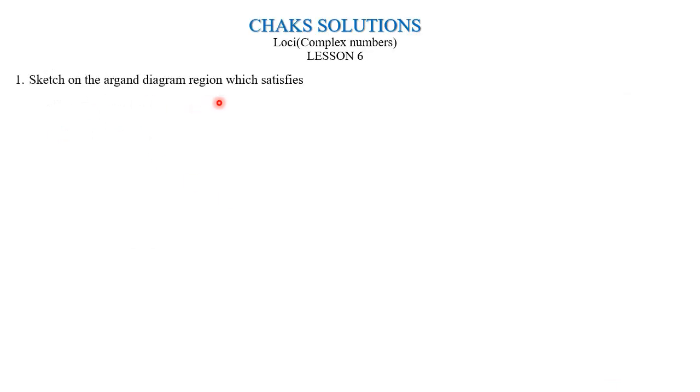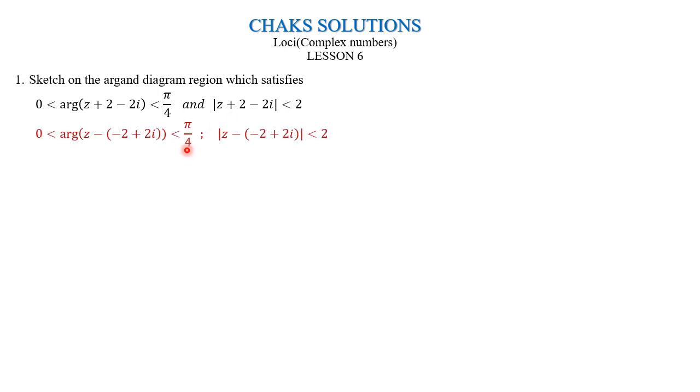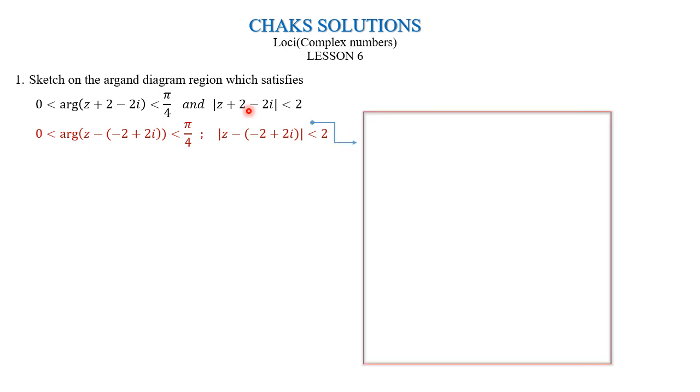Alright, sketch on the Argand diagram the region which satisfies 0 less than arg of z plus 2 minus 2i less than pi over 4, then modulus of z plus 2 minus 2i less than 2 here. Alright, so first thing is first, we effect the negative here. So it's going to be minus 2 plus 2i. Then on this one again, it's minus 2 plus 2i. Right. So the next thing now, we go to the sketching part. So we're going to sketch the first region, and we sketch this other region, and we intersect.